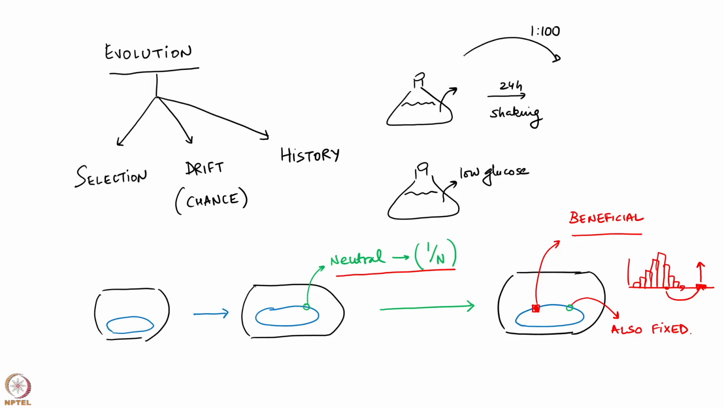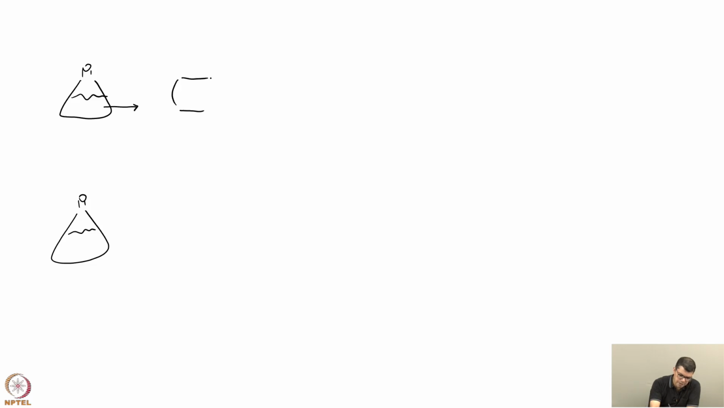So, when we are evolving E. coli in two flasks in glucose, let us go to the next slide. Then what might happen is that in one of these flasks, the following mutation might happen.